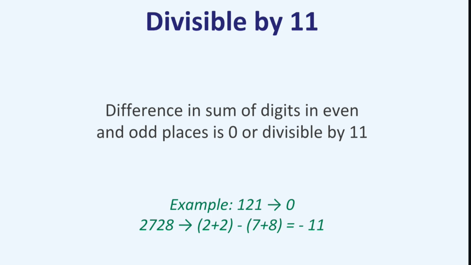Divisibility by 11 is the most complicated. So here we take the sum of digits in even places and then the sum of digits at odd places, and then we subtract both the sums. If the result is either 0 or a number that is divisible by 11, we have a number that is divisible by 11. For example, 2728. Here 7 plus 8 is 15 and 2 plus 2 is 4. When we subtract both, we get 11. Hence 2728 is divisible by 11.